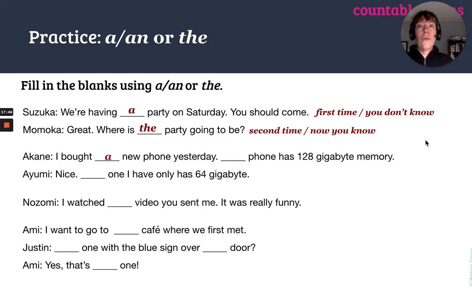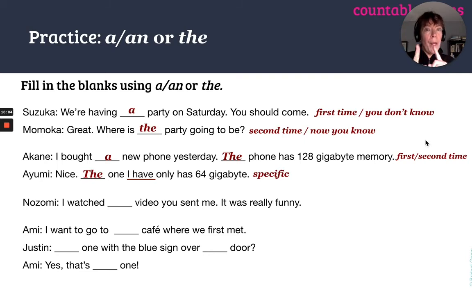I bought a new phone yesterday. The phone has 128 gigabyte memory. First time, second time. Nice. The one I have only has 64 gigabyte. She says the one because she says the one I have. We know which one because she says I have. I watched the video you sent me. It was really funny. Specific because you sent it to me, and I'm telling you which one.